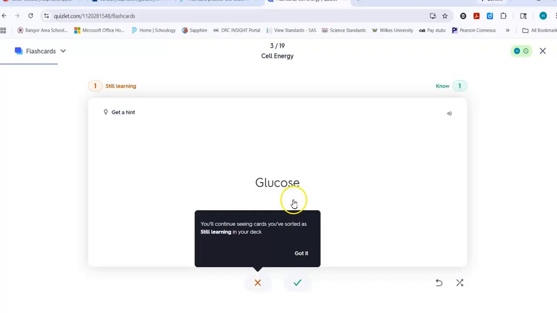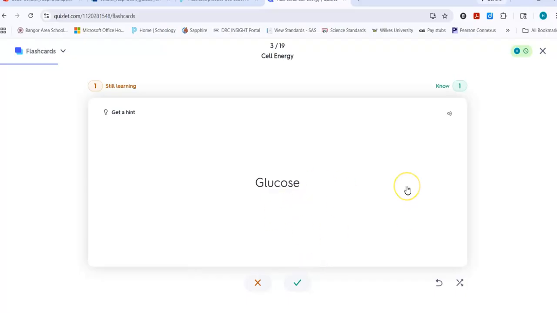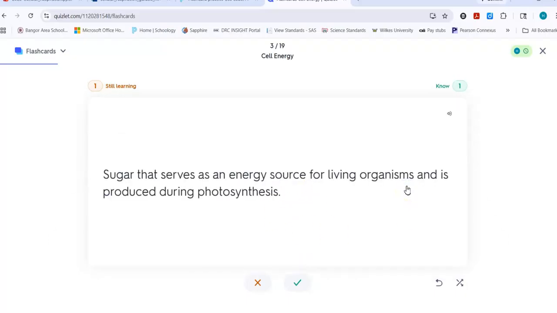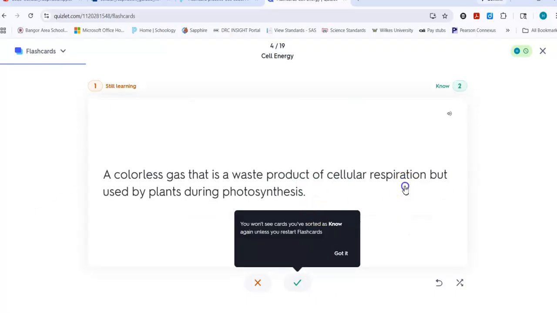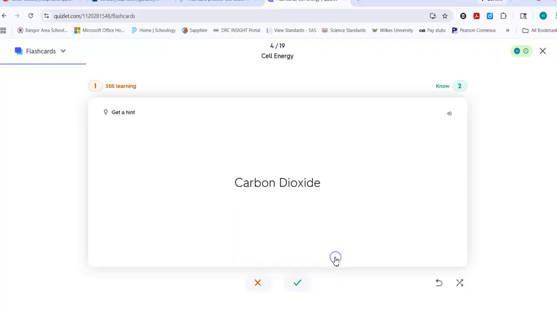The other one goes, oh no, oh, glucose. I know what glucose is. There you go. Check, I know it. So you can go through that. And to go on, you just want to hit got it. Kind of gets annoying, I know. Or you can write your own and do that. But this is an electronic way you can do that.